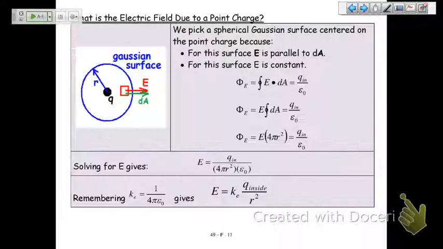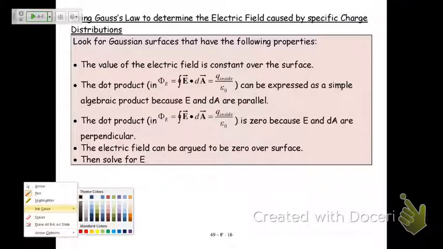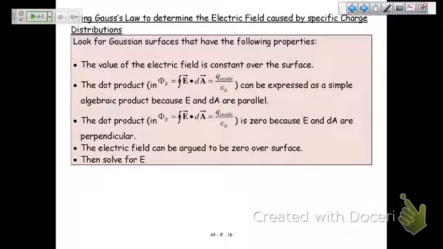In each case, we're going to use Gauss's law to figure out how we work out the electric field at an arbitrary point. It's through the clever, mindful use of a Gaussian surface that's appropriate for that physical situation. So we're going to look for Gaussian surfaces that have the following properties. The first property we want is for the electric field to be constant over the surface entirely, or at least some well-defined part of the surface.